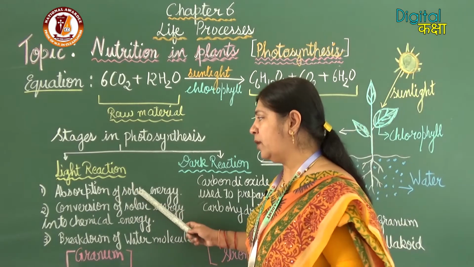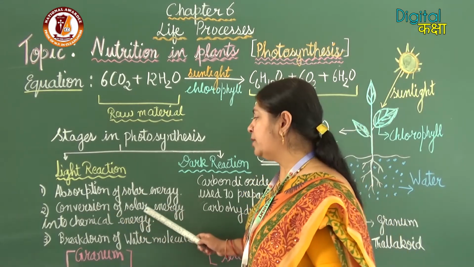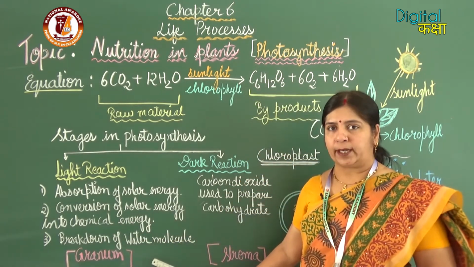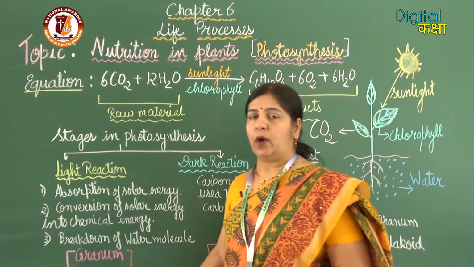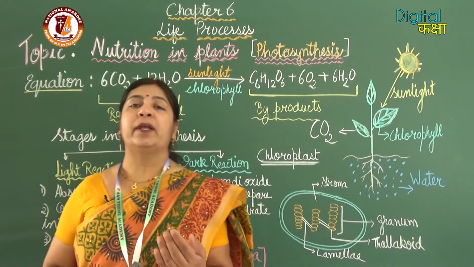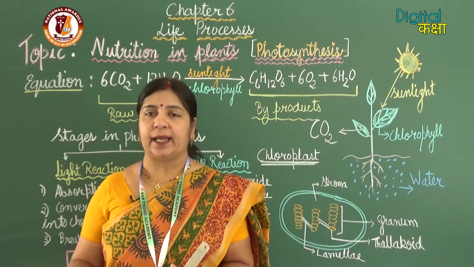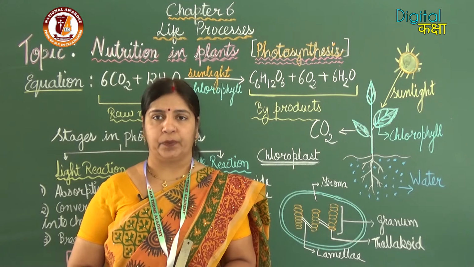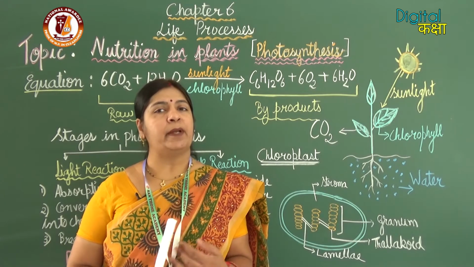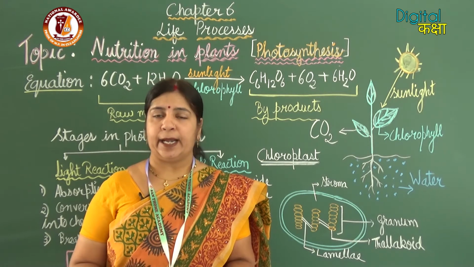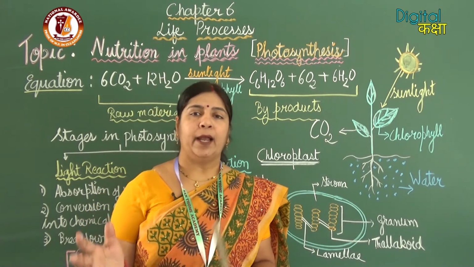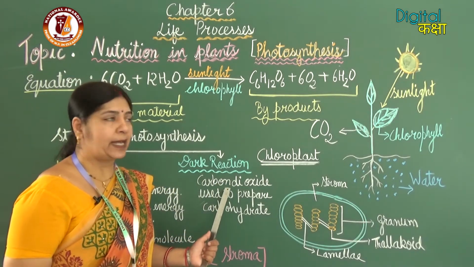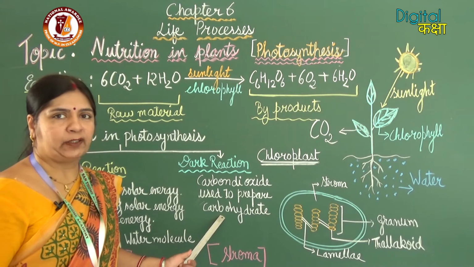First, absorption of solar energy. Second, conversion of solar energy into chemical energy. Then breakdown of the water molecule to produce hydrogen and oxygen. This hydrogen will be used to produce ATP, adenosine triphosphate, that is the energy molecule. So the hydrogen which is released will be used to produce ATP, and now this energy will be used to convert carbon dioxide into carbohydrate.